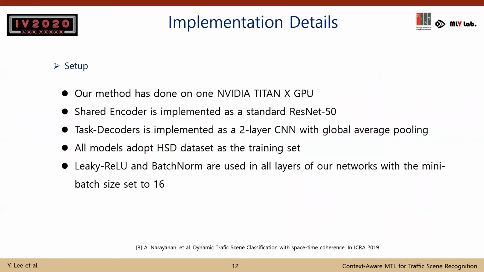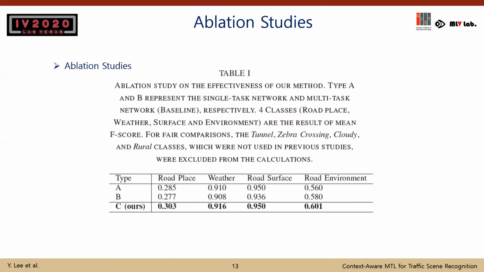All the reported implementations are based on the PyTorch framework, and our method was run on one NVIDIA Titan X GPU and one Intel Core CPU. The proposed shared encoder E is implemented as a standard ResNet-50 architecture. For the task decoders, we use a two-layer CNN with global average pooling. In this paper, we deal with 23 tasks from HSD and optimize with only one objective function. The last convolutional layer is pooled to a size of the class categories respectively.